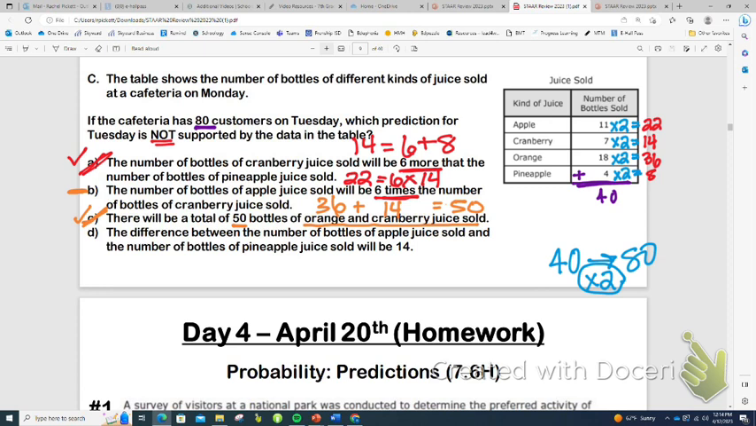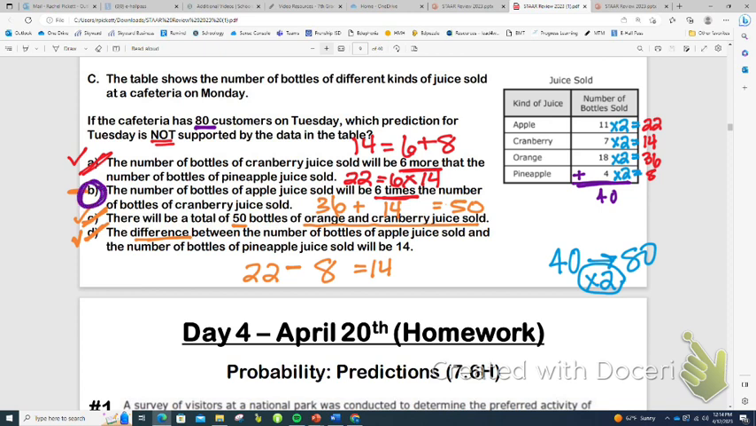D says the difference between the number of bottles of apple juice sold and the number of bottles of pineapple juice sold will be 14. Difference means to subtract, so that means that apple minus pineapple has to equal 14. Well, we've got 22 apples and 8 pineapples. 22 minus 8 does equal 14, so again, that's a true statement and not our answer. The only not true statement was B.